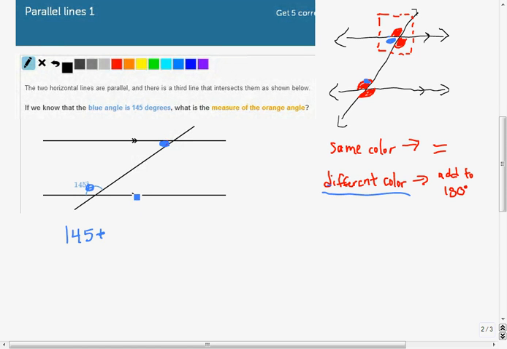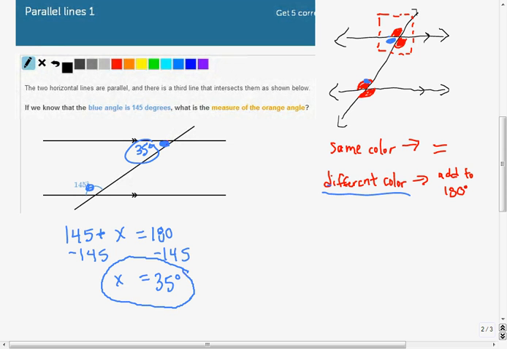I'm going to call the orange angle X. So now I'm just going to solve for X. I'm going to subtract 145 degrees from both sides of my equation. And X equals 35 degrees. So this angle right here is 35 degrees.